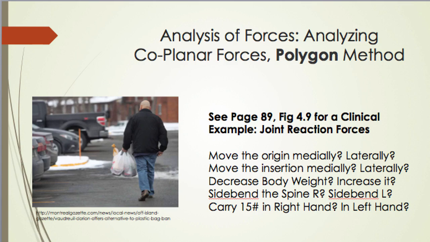The length of the red line is M. That's the amount of force it takes to keep them from falling over. And the resultant reaction force is R. So let's play around with this a little bit. Let's move the origin of the gluteus medius a little more medially. What happens to joint reaction force? Let's look at that.